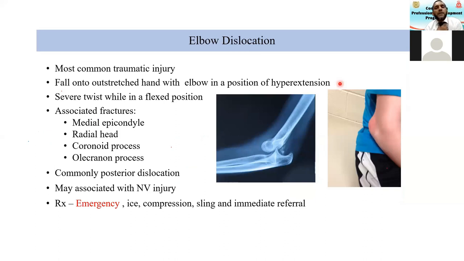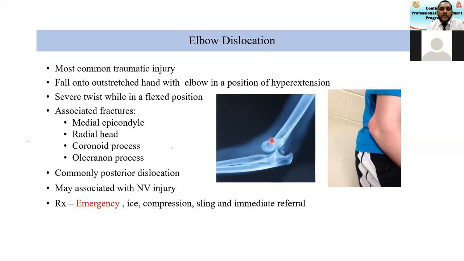Elbow dislocation is one of the most common traumatic injuries, usually from a fall onto an outstretched hand with the elbow in a hyperextension position. A severe twist injury in a flexed position can also cause this. Elbow injuries can be associated with fracture of the medial epicondyle, radial head, coronoid process or olecranon, so it's very important to carefully look for these structures. The commonest is the posterior dislocation. It is important to exclude neurovascular injuries.